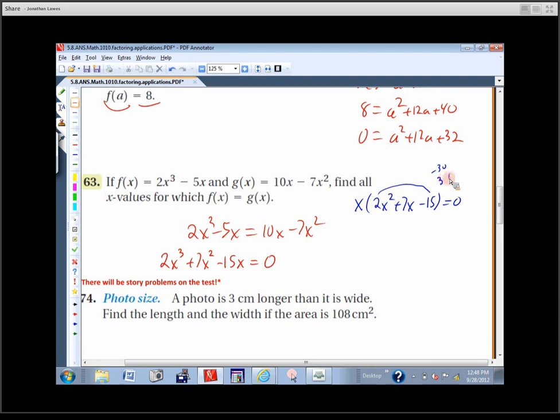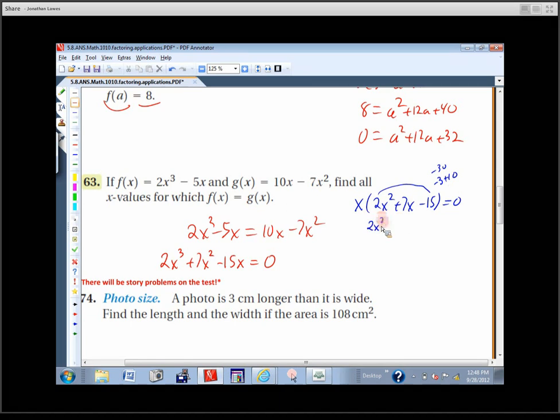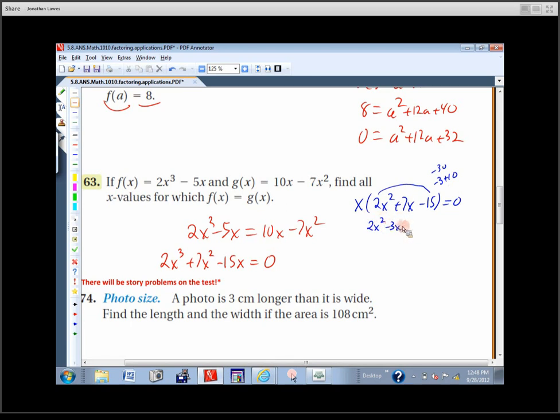Okay. 3 and 10, those will make a 7, and I need the 7 to be positive, so I need a negative 3 and a positive 10. Again, double check at this point. Make sure you got it right. They multiply to be negative 30. They combine to be positive 7. So 2x squared minus 3x plus 10x minus 15.